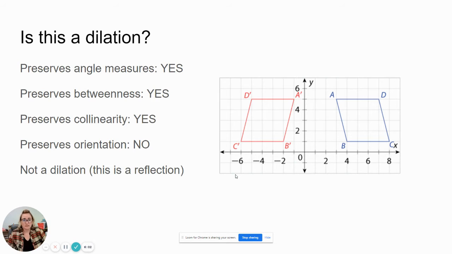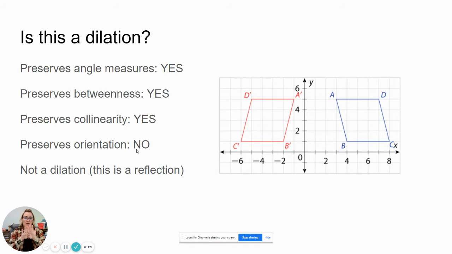Okay, so now let's look at this one. We have A, B, C, D, A, B, C, D. But you'll notice the angle measures look the same. The betweenness looks the same. Are they in the same place? Does the orientation look the same? In this case, we would say no.